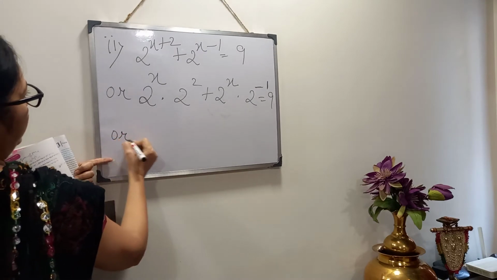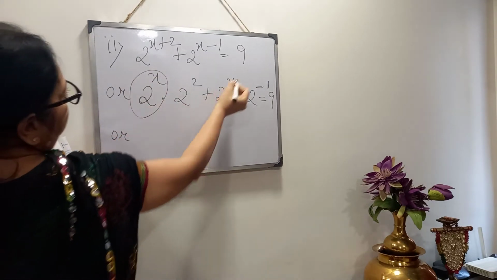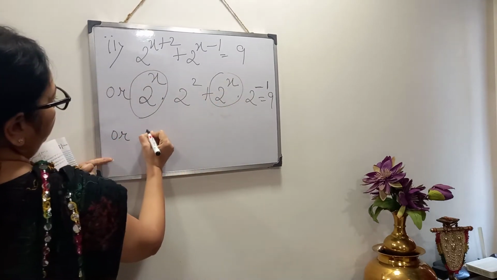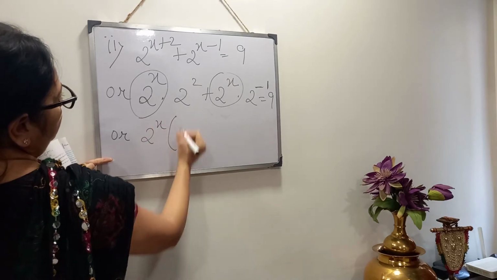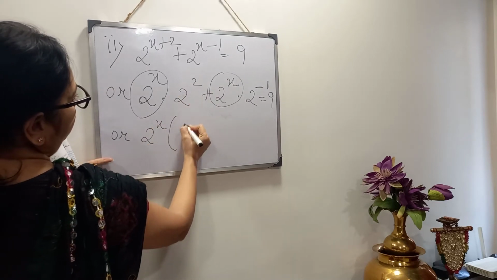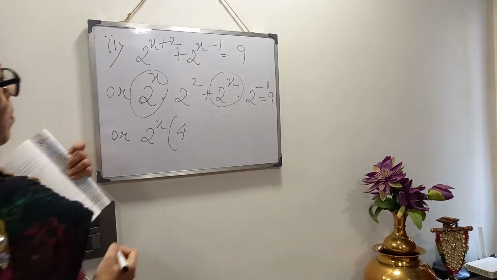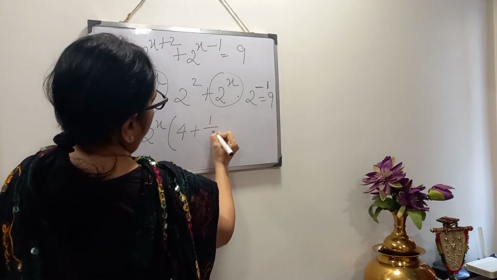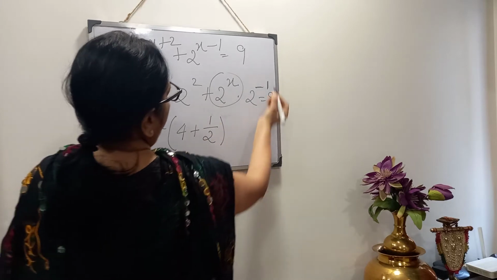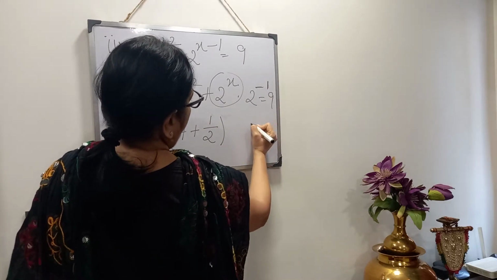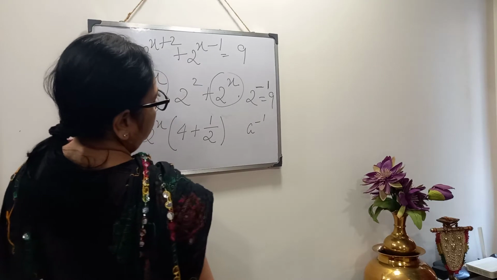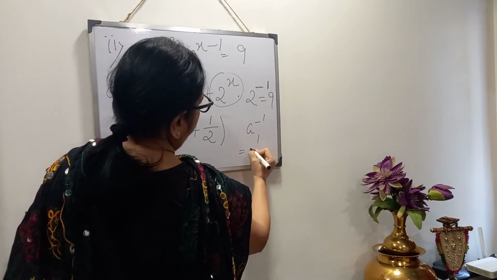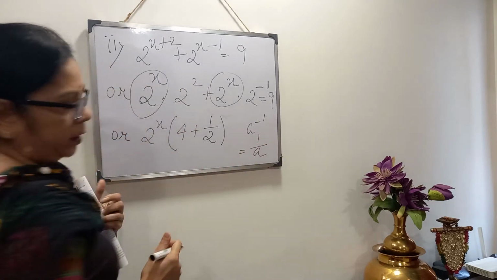Now you can take 2 to the power x common. Clear? So you are taking 2 to the power x common. So here 2 square. 2 square means 4. And 2 to the power minus 1. Power is negative, so we can write it as 1 by 2. Clear? I have told you that if a to the power minus 1, power is negative, so you will write this in this form, 1 by a.